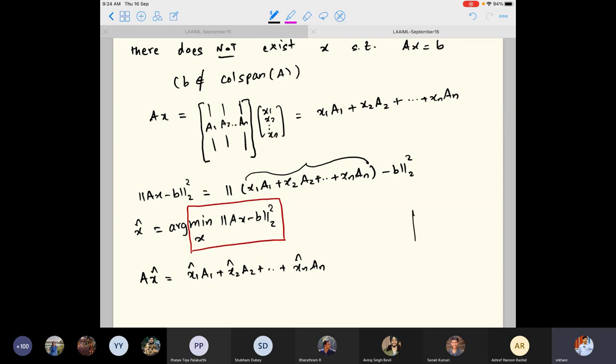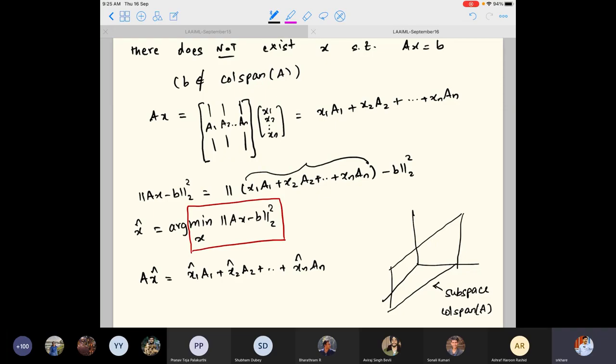If you want to understand this situation pictorially, I will try my best to do this in 3D. Suppose this is the subspace. You have to remember that this is the plane which passes through the origin, right? So this is the subspace, the column span of A. That means it's a hyperplane which passes through the origin.